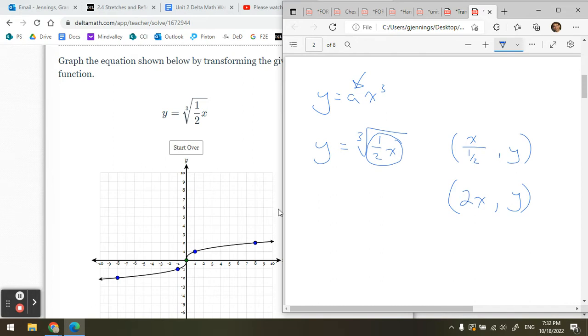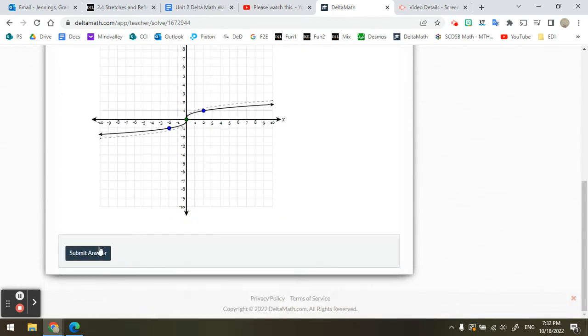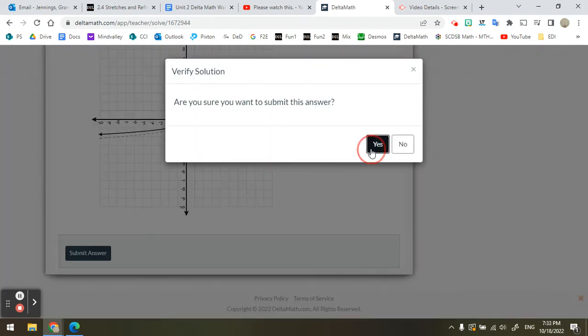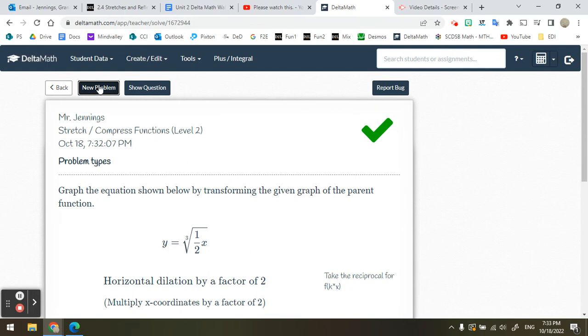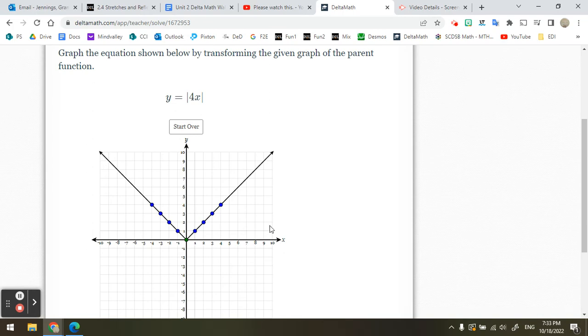Okay, so let's do that. So I'm going to take this and I'm going to drag it out by 2. There. And it's going to say, well, congratulations, you did a great job. It says, great job with that great big green check mark, and I feel good. Okay, y is equal to 4x.